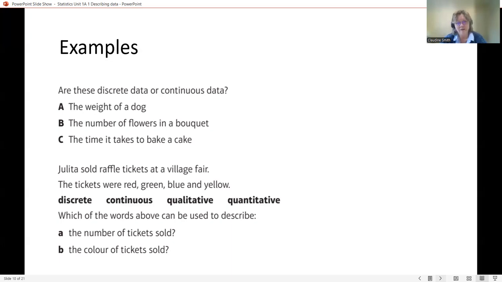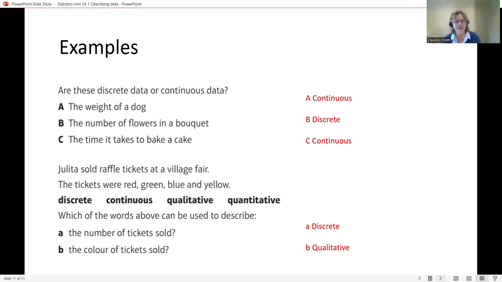Giulietta sold raffle tickets at a village fair. The tickets were red, green, blue, and yellow. So which of the words above can be used to describe A, the number of tickets sold, and B, the colour of tickets sold? So you've got discrete, continuous, qualitative, and quantitative to choose from.